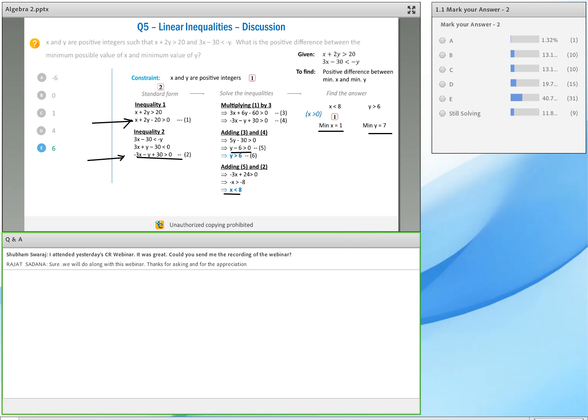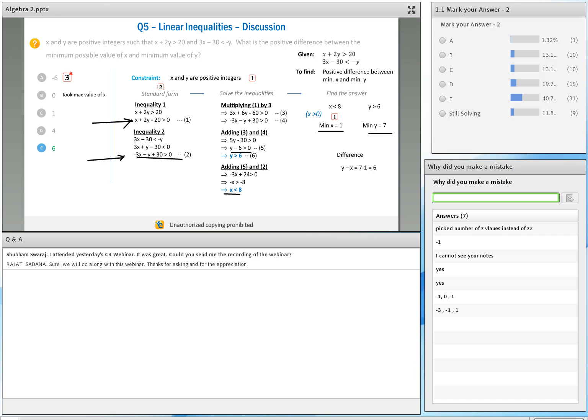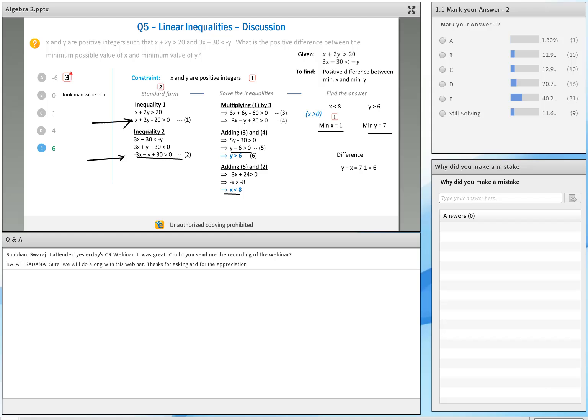Then what's the positive difference? That's 7 minus 1, which is 6, which makes choice E the correct one. Most of you actually did the math pretty okay, but why did you make a mistake? What if you used a simultaneous equations approach? These are inequalities, not equations, remember that. You can't use a simultaneous equations approach, because in simultaneous equations there's no change of sign.